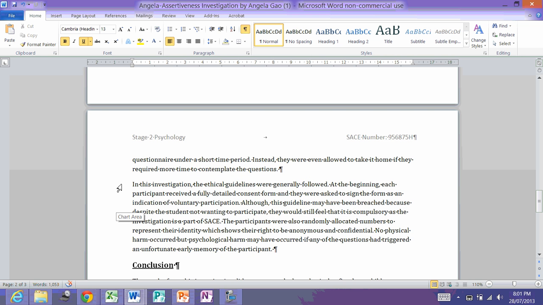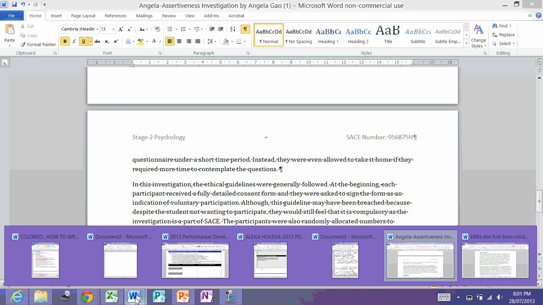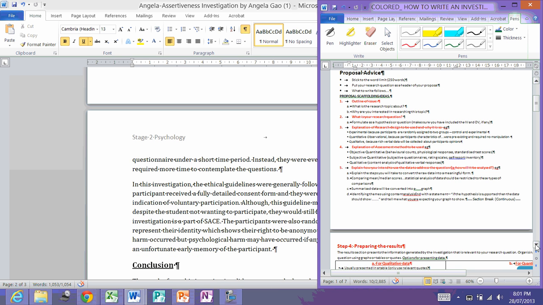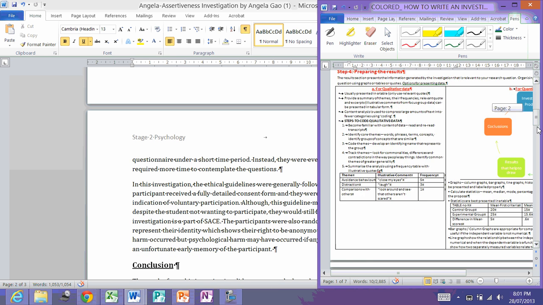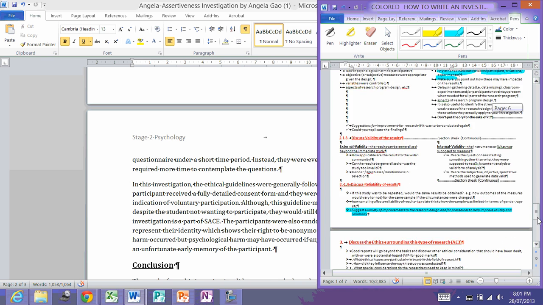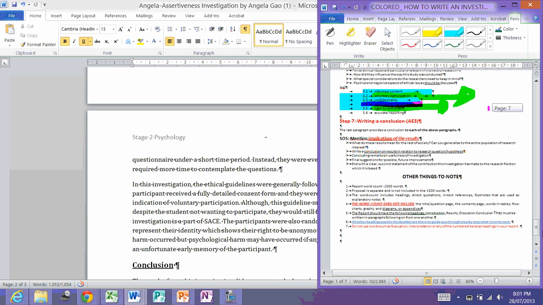This part is the ethical considerations. Let's go backwards. Let's go backwards. From here, okay? Conclusion. If you say this, implications of the research, you will get an A+. Implications of the research, final suggestion, future improvements. Write a conclusion, a result in relationship to the research question, hypothesis.